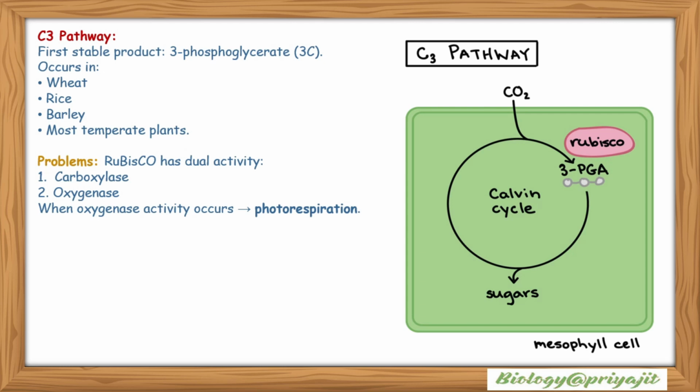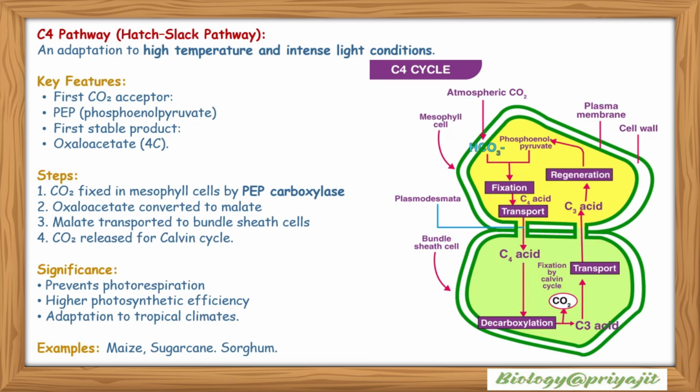under certain environmental conditions. So during the C3 pathway, the first stable product is phosphoglycerate, which is a 3-carbon compound, and this pathway is found in wheat, rice, barley, and most temperate plants. The problem here: RuBisCO has dual activity, carboxylase and oxygenase. When oxygenase activity occurs, photorespiration is continued.